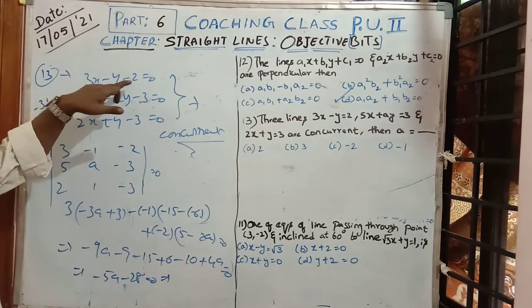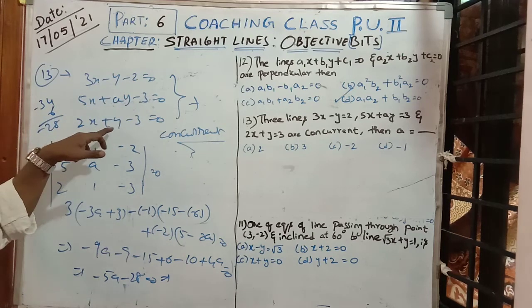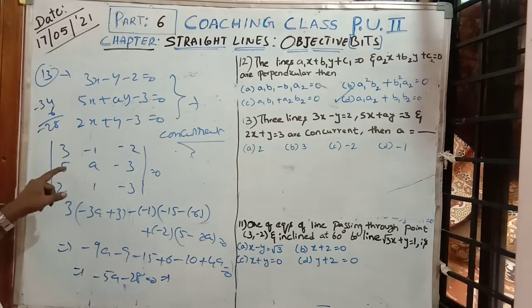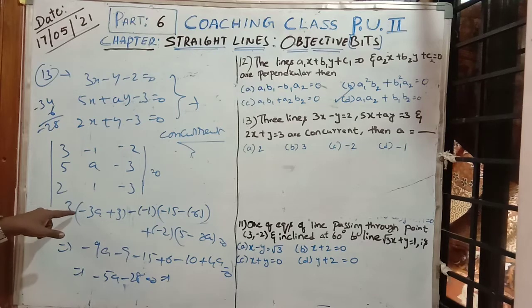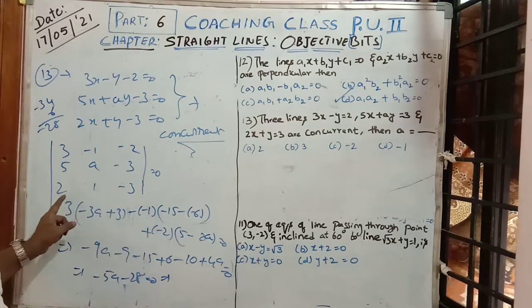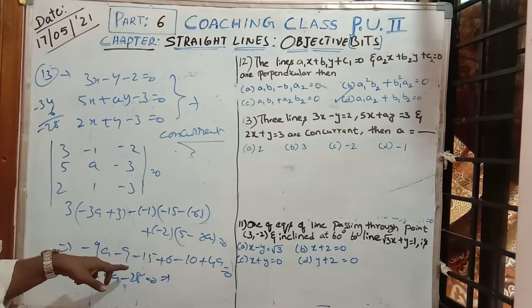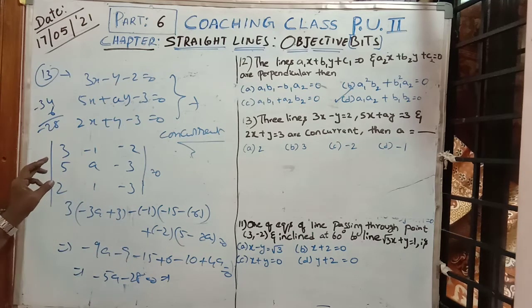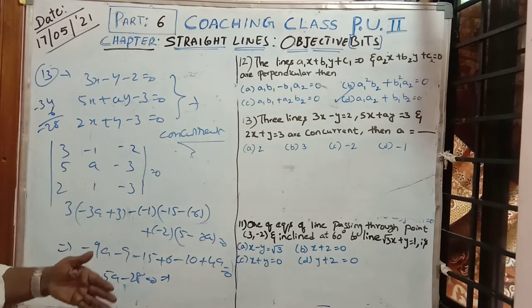3x minus y minus 2 is equal to 0, 5x plus ay minus 3 is equal to 0, 2x plus y minus 3 is equal to 0. Determinant 3, minus 1, minus 2; 5, a, minus 3; 2, 1, minus 3. It is minus 3a, minus plus 1. It is minus 15 plus 6, minus 24. Is it correct? Maybe the question is wrongly given. I will verify and tell you, please.